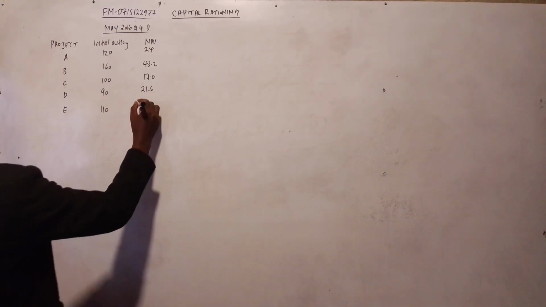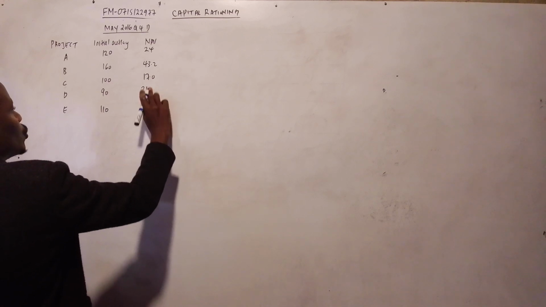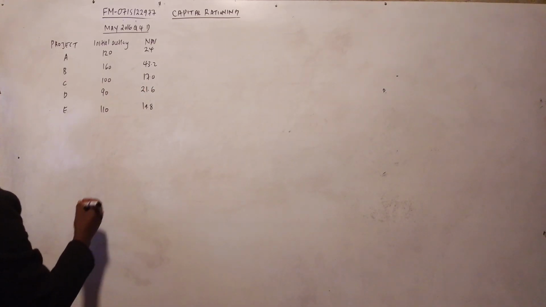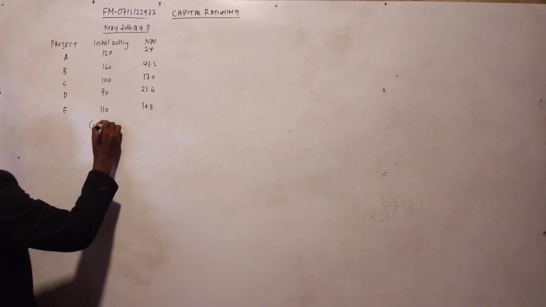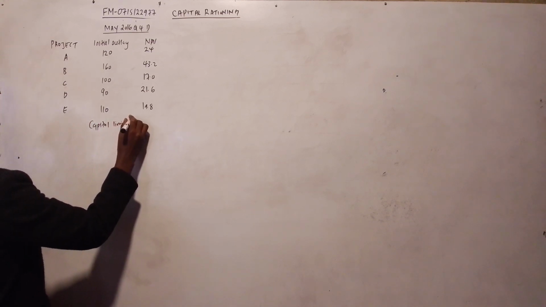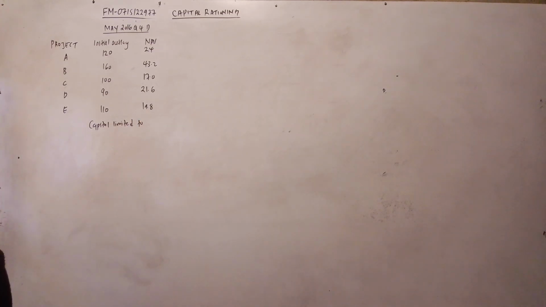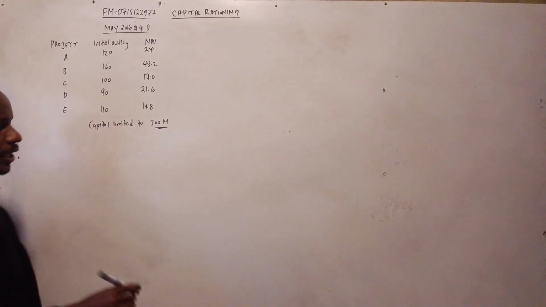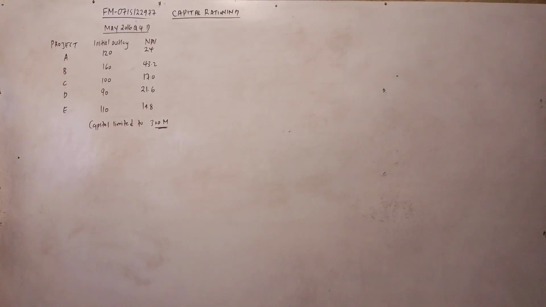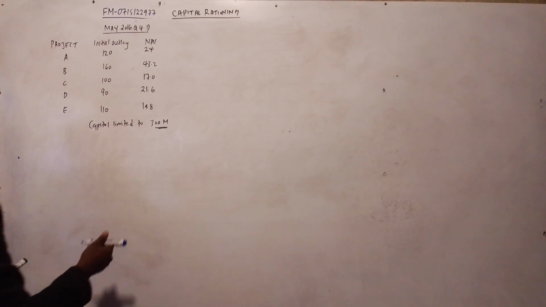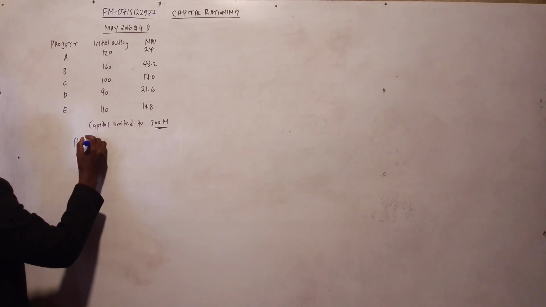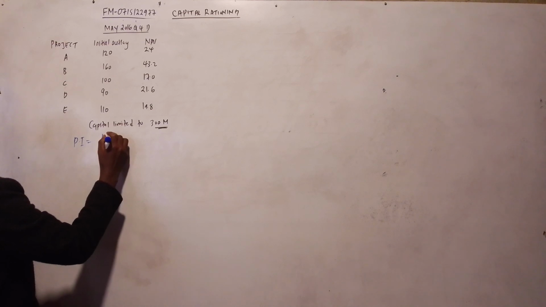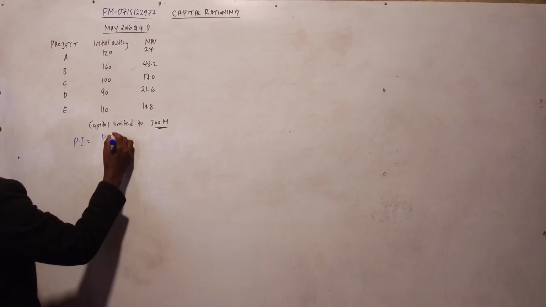I told you that when you see capital rationing, in most cases we use PI. So capital is limited to how much? Information number 2: it is limited to 300 million. They cannot exceed more than 300 million. Now in this case, because we want to pick the most viable project, we need to rank them. So we rank. We use PI, which is the present value cash inflow over the present value cash outflow.